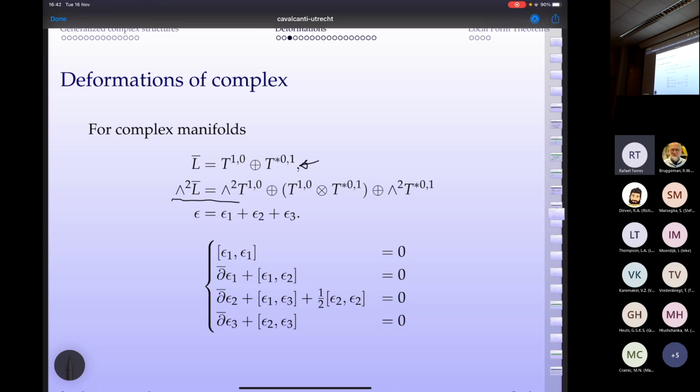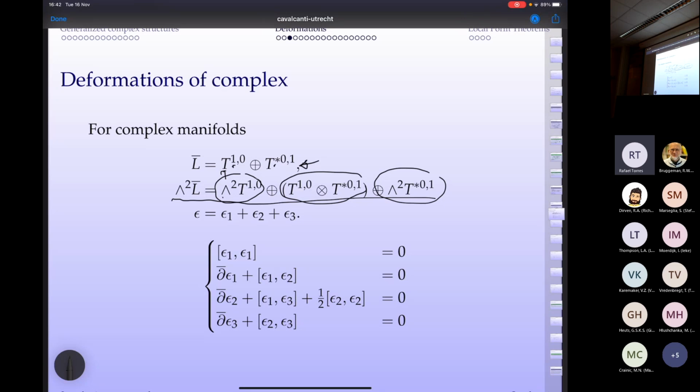So wedge 2 has 3 terms, which is like a 2 form, so something bivector, so something that lies here in the middle, so it's in the wedge of these two guys, and a 0-2 form. So I call them epsilon 1, epsilon 2, epsilon 3 respectively. So epsilon 1 is a bivector, epsilon 2 is some sort of endomorphism, and epsilon 3 is a 2 form.